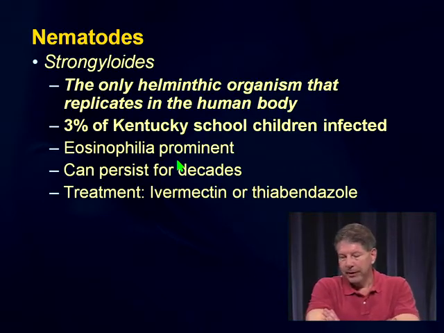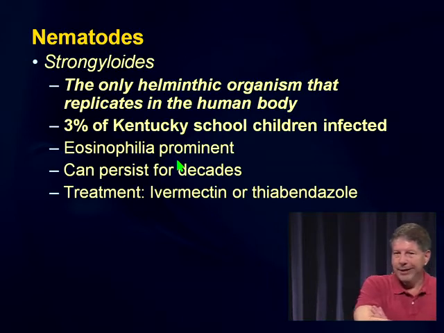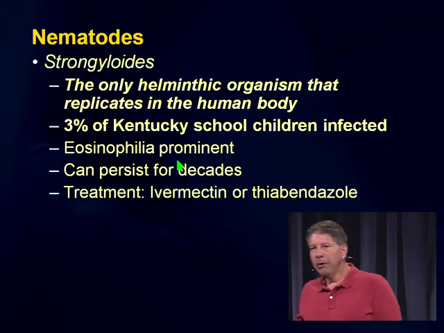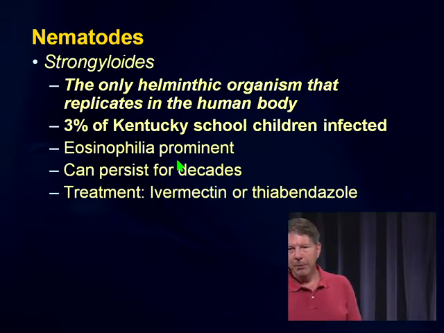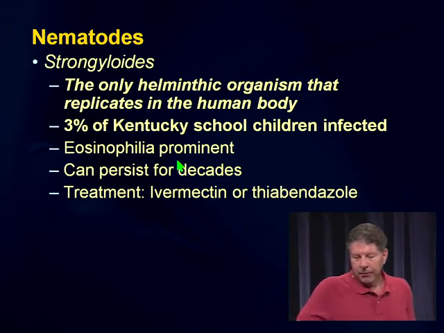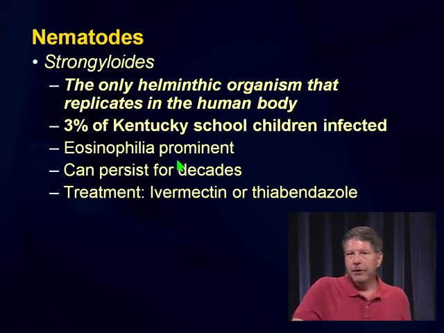Eosinophilia is prominent. It can go on for decades, and really it's not a problem. It's only a problem if you get immunocompromised. Once you're immunocompromised, you kind of keep it under pretty good control. But if you get immunocompromised, then the worm just goes crazy and disseminates. You've got lots of issues. So it's more of a problem in patients who are immunocompromised.